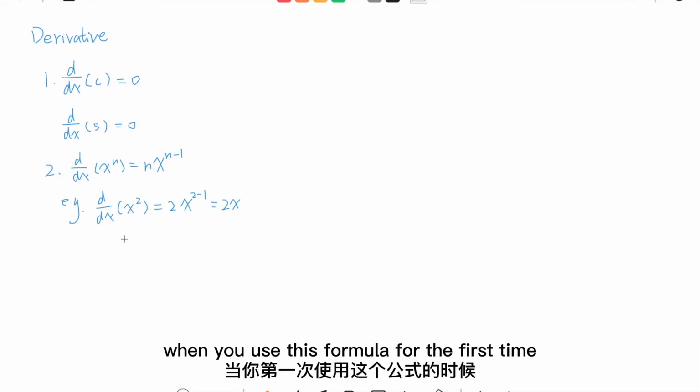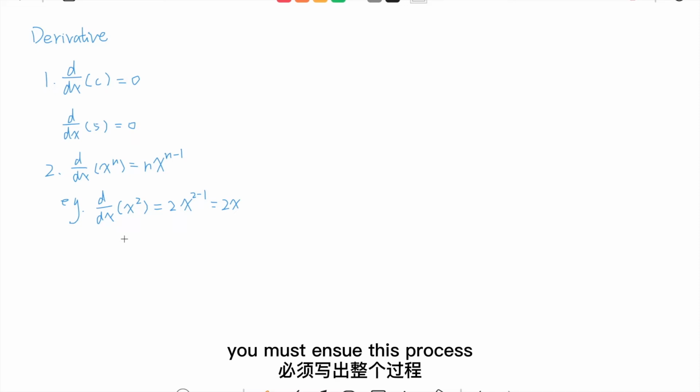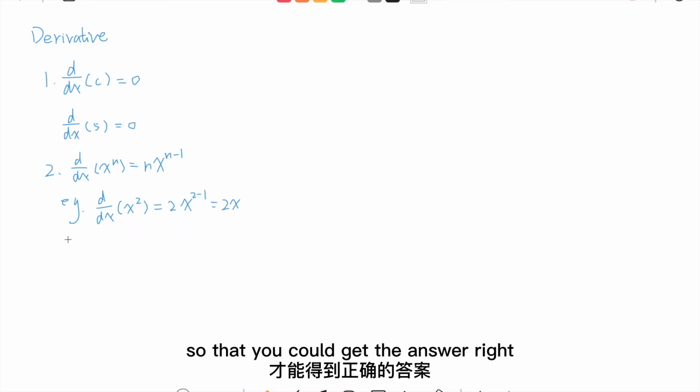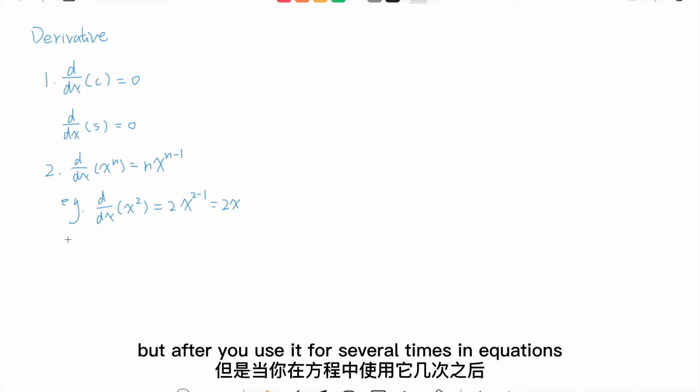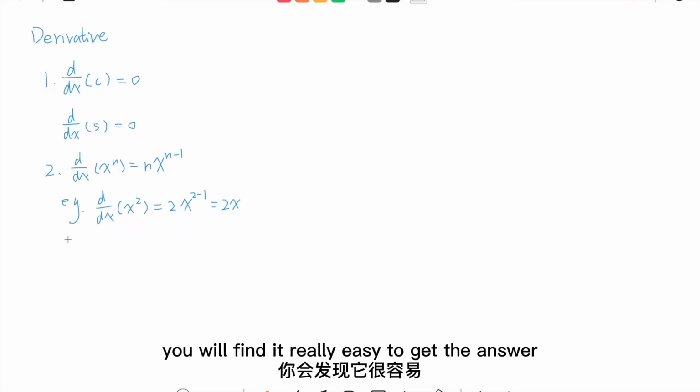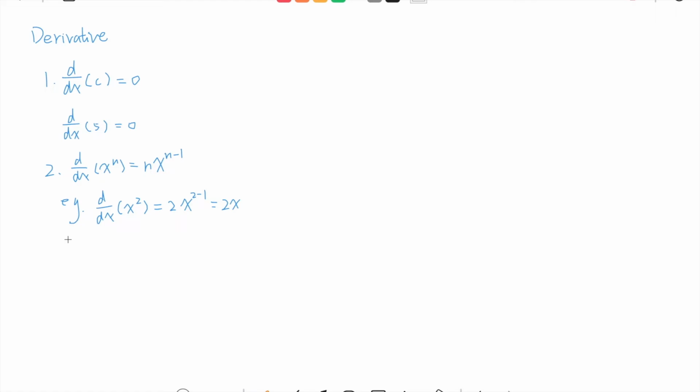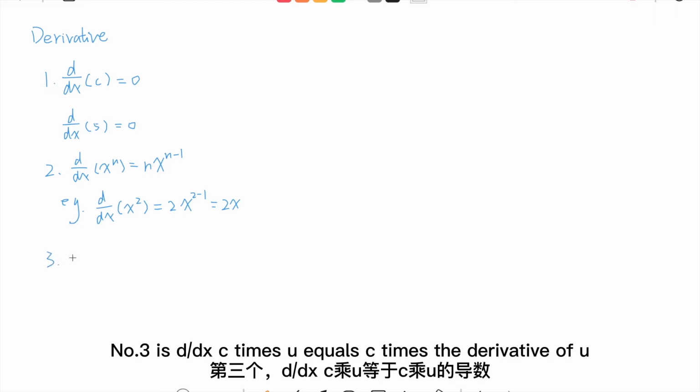When you use this formula for the first time, you must go through this process so that you can get the answer right. But after you use it several times, you will find it really easy to get the answer. Number 3 is d/dx of c times u equals c times the derivative of u.